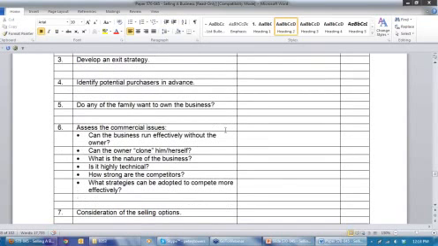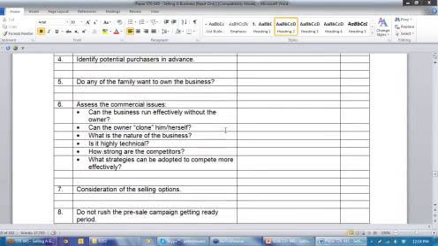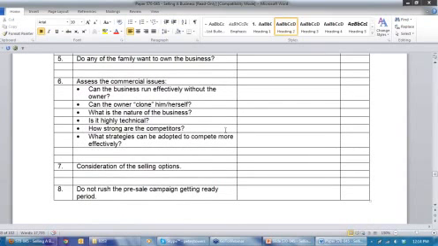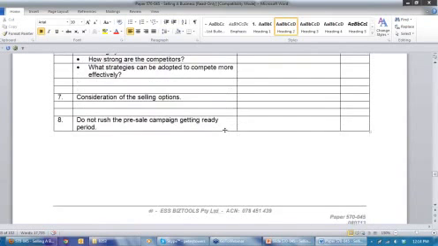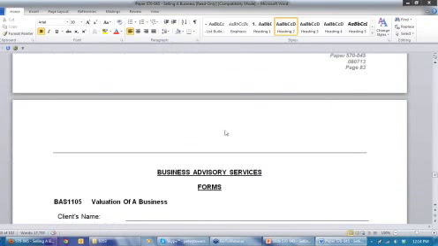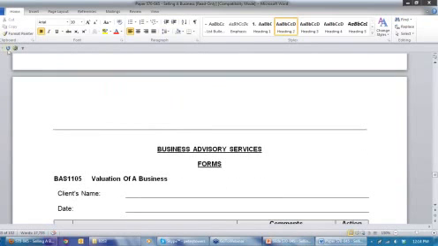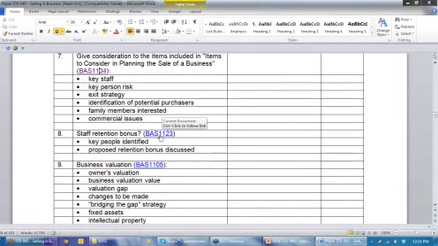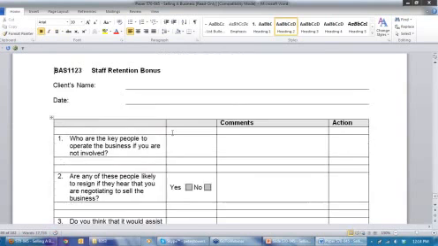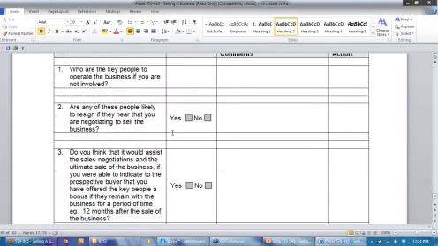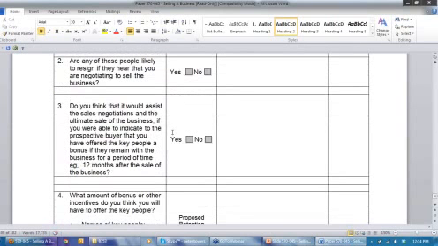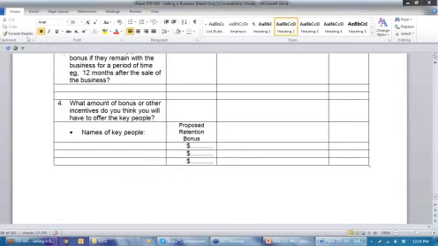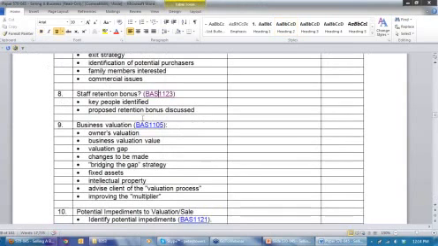Does any of the family want to own the business? And what are the following questions: how are they going to pay for it? Can the business be effectively run without the owner? Can someone be cloned? So these are the sort of questions that we believe you should be going through and looking at. We have a format for looking at a staff retention bonus that you might be able to use if that's important.